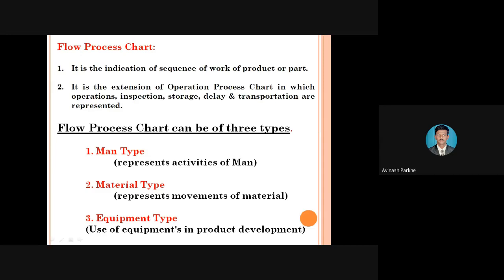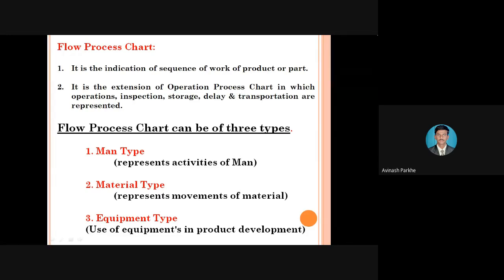Okay, so good morning all. In the last lecture we started a new point related to the recording techniques which we have to use in the method study concept. In that we started with type number one, that is charts. What is the use of that particular chart? How does that chart play a very important role in order to see the number of operations, or the sequence of operations, which is carried out while converting the raw material into the finished goods? And in that chart we started with type number one, that is the operation process chart.